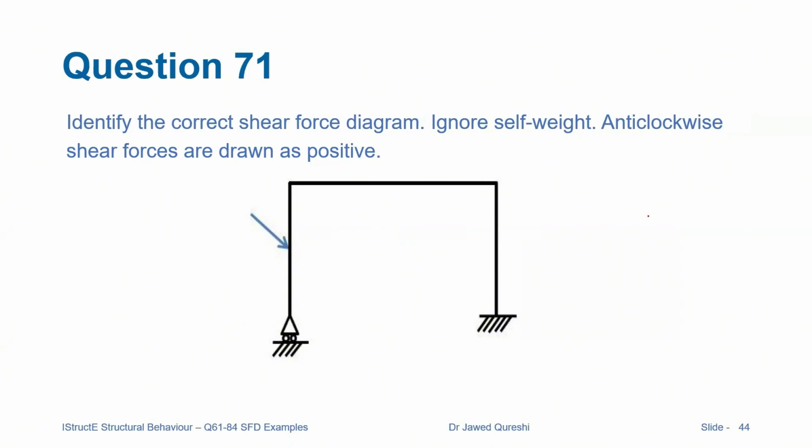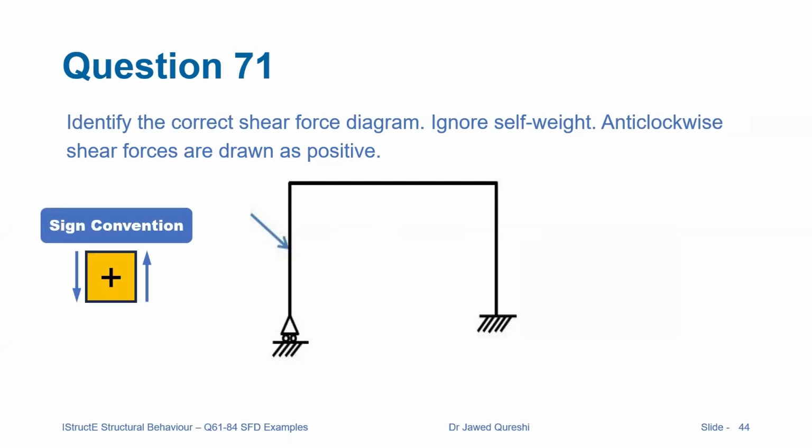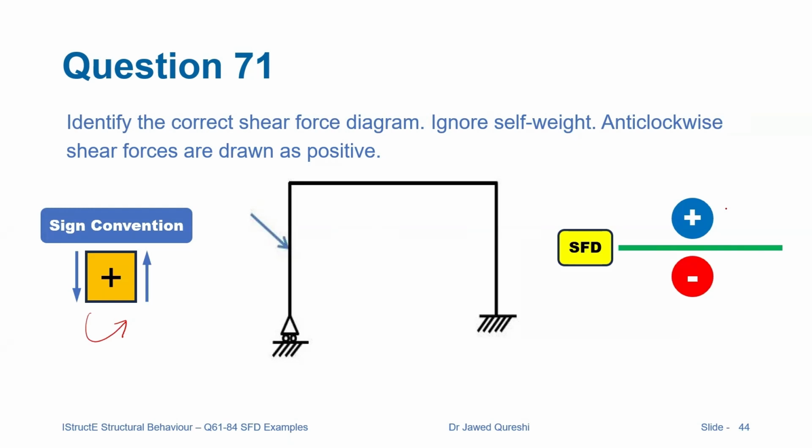In this example, we have to identify the correct shear force diagram. Ignore self-weight, and anti-clockwise shear forces are drawn as positive. This means that the forces acting in this direction are positive. And positive shear forces are drawn at the top side of the beam and negatives are drawn at the underside of the beam. In case of a frame, what does it mean? How do we draw the shear force diagram? This means that we will have negative forces inside the frame, and outside the frame we will have all the positive forces.